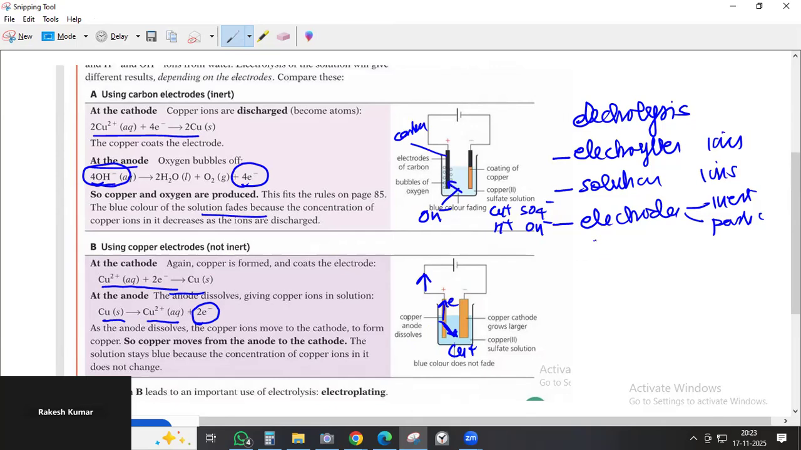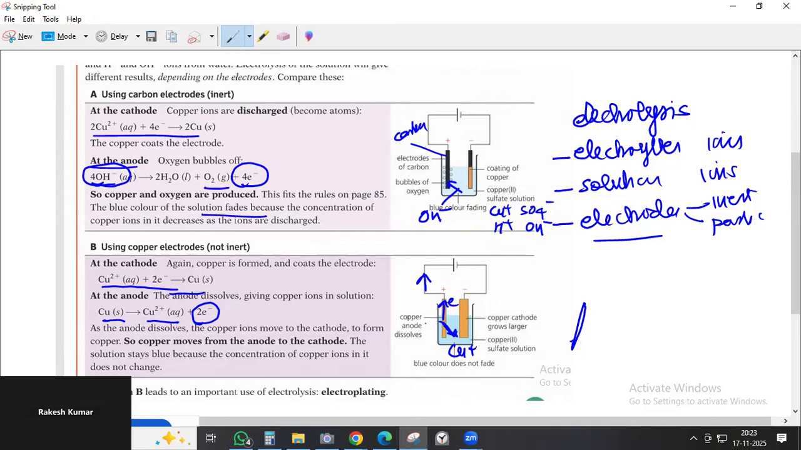So the electrode is participating here. In the other case, the carbon was not participating. But here, the copper is participating, and if the electrode is participating, it will get thinner. And there, oxygen is being produced.